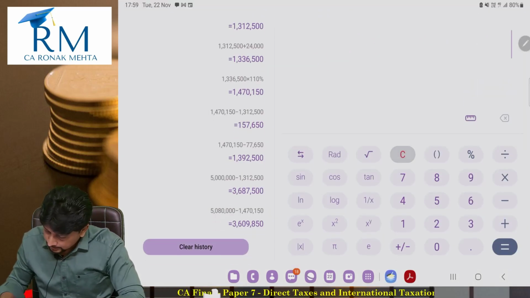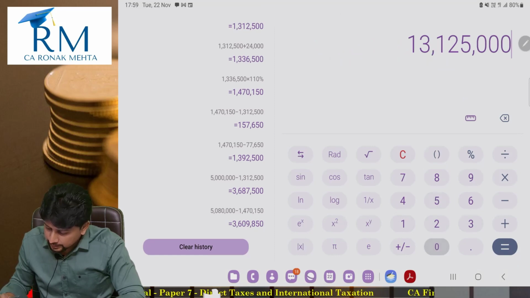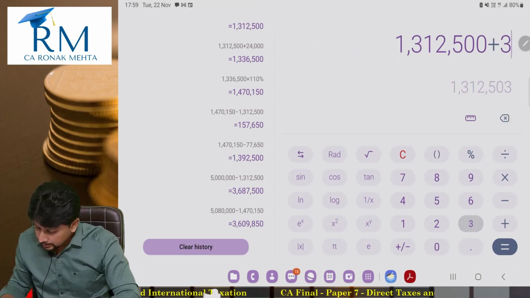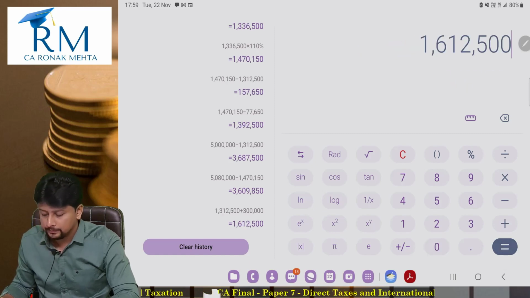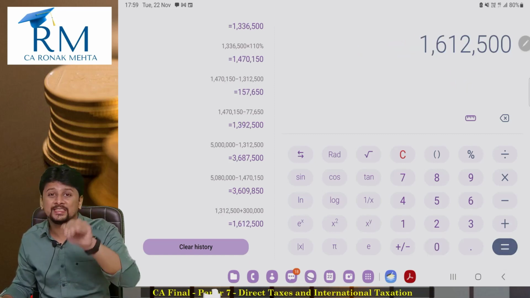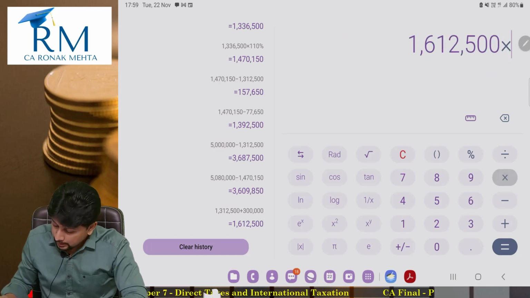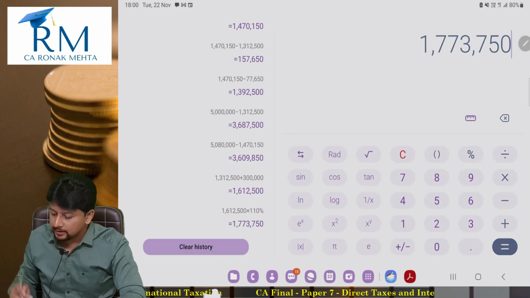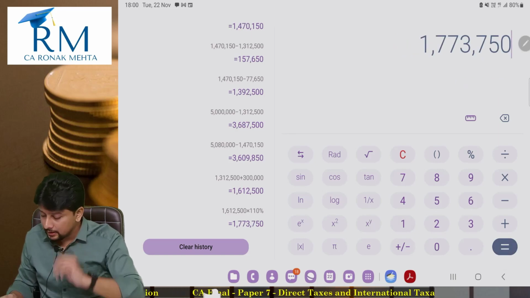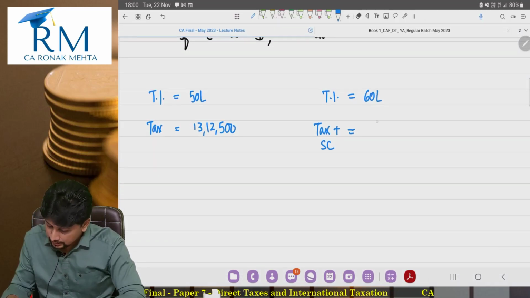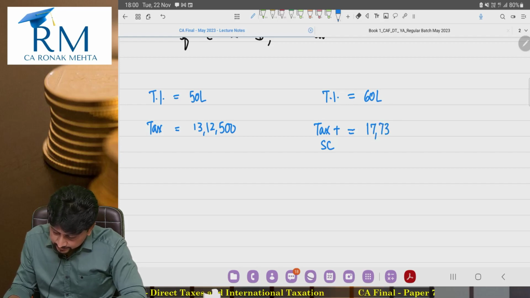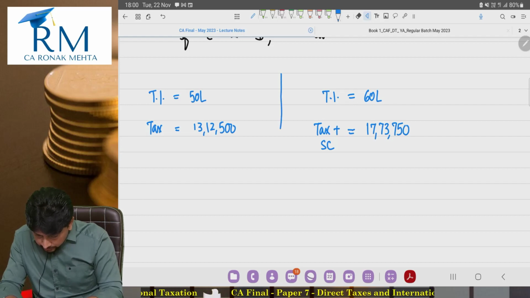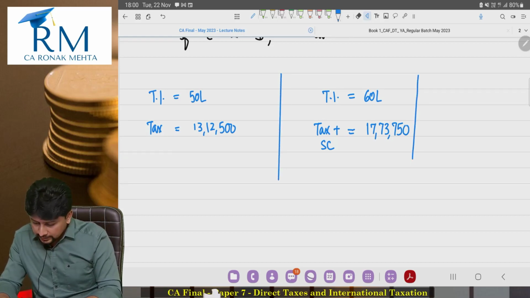So 13,12,500. This is the tax on 50 lakhs plus an additional 3 lakhs. This is the tax on 60 lakh rupees of income, and with a 10% surcharge added, we get 17,73,750. Now you can do the comparison for yourself.